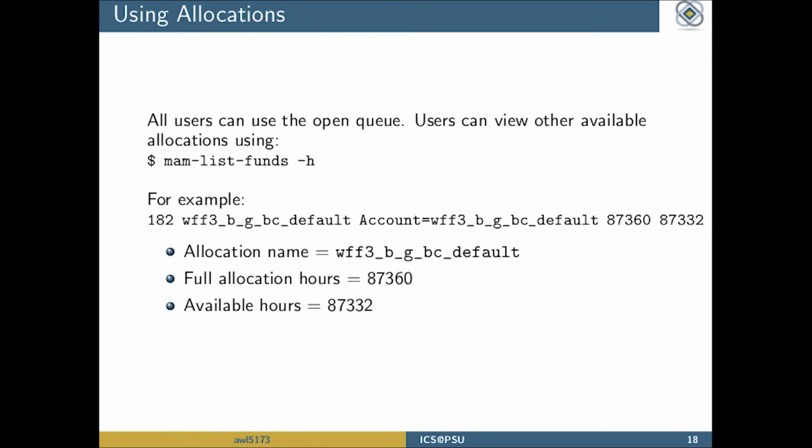So I mentioned before that all users are able to use the open queue, but some users have paid allocations that are also available to them because their research groups have purchased these. You can view the allocations that you're a part of using the command mam-list-funds. And I always use the -h flag, so this changes it into human readable form. If you just use mam-list-funds, it'll tell you the allocation balance in seconds. And if you use -h, it'll give it to you in hours, and that, at least to me, is a little bit more helpful.